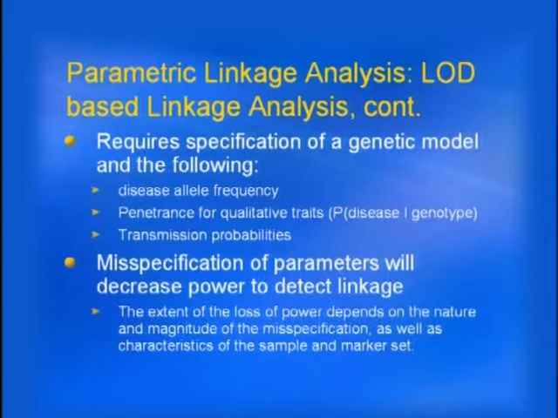In other words, do we think that our susceptibility gene, whose location we don't know, is inherited in a dominant, recessive, or codominant fashion? Also, what do we think the allele frequency is of this putative susceptibility gene? We also need to know the penetrance if we're talking about a qualitative trait. We haven't really talked about penetrance. And also the transmission probabilities. Segregation analysis is where you're going to get this information.